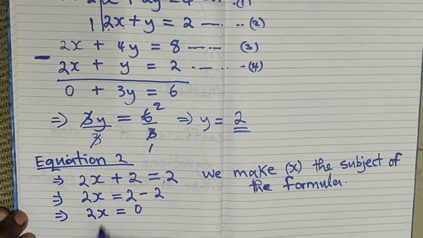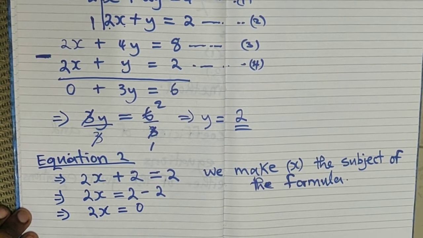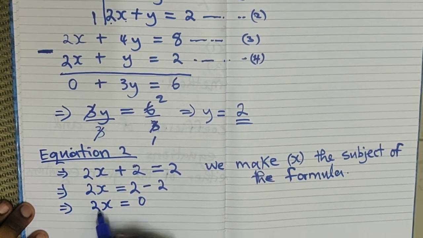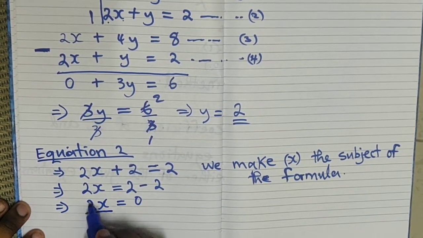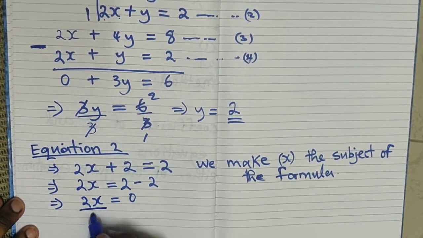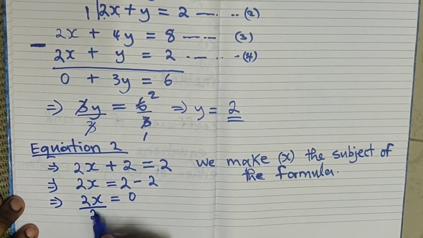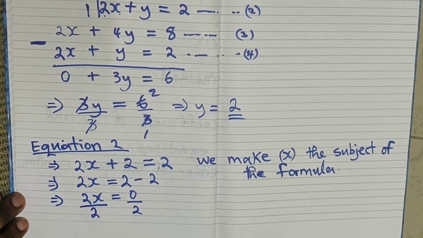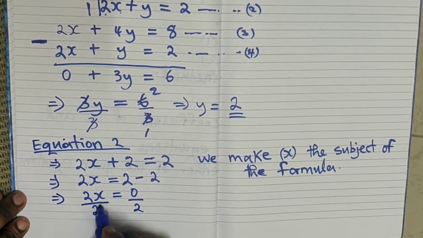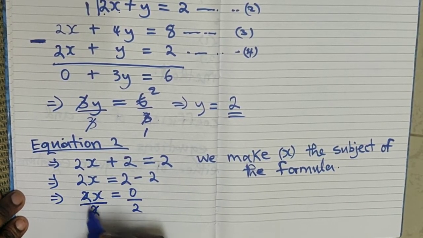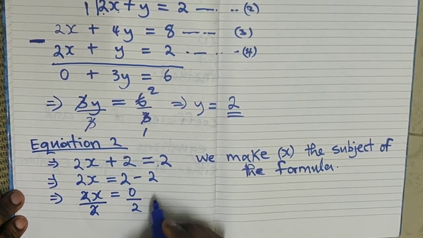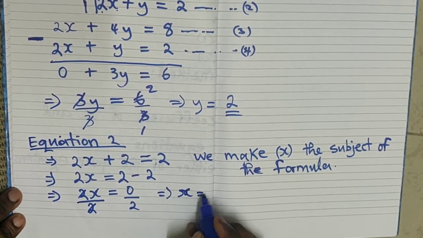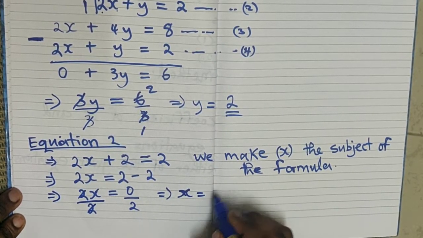Now, to make x the subject here, we divide both sides by the coefficient of x. The coefficient of x is 2. So we divide both sides by 2. So this is 2x divided by 2, 0 divided by 2. As you can see, 2 can cancel 2. 2 divided by 2 is what? 1. So x is equal to 0.